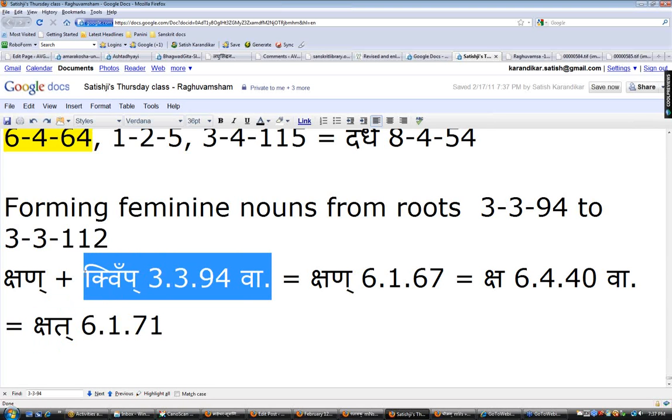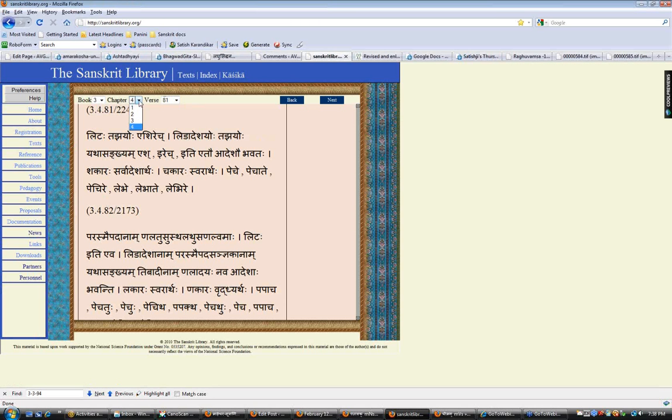Words like Sampat, Vipad. You also have words like Sampatti and Vipatti. You also have Sampad and Vipad. This is the Gana which Katyayana has put, Sampadadi, I think, with Quip. Let's go quickly. We have to first form this feminine noun Kshat.